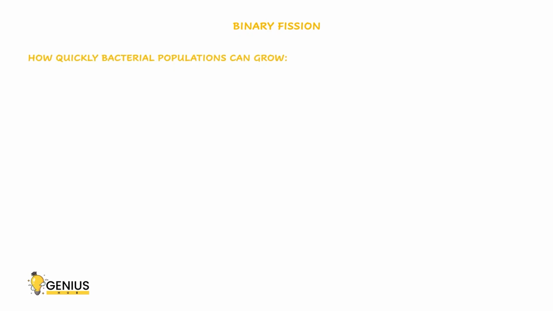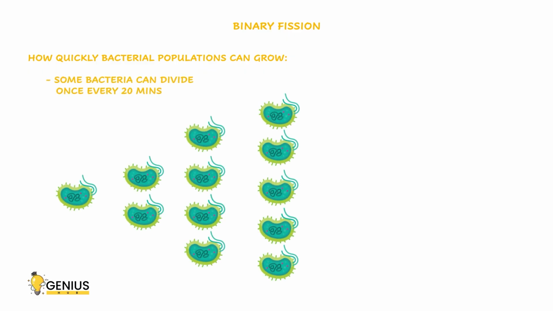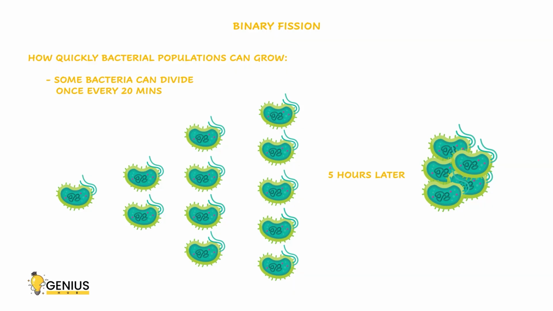Now, let's examine how rapidly bacterial populations can increase. Since binary fission is a simple process, it occurs quickly. Under ideal conditions, some bacteria can divide every 20 minutes. Because the population doubles with each division, a single bacterium becomes 2, 2 become 4, 4 become 8, and so on, leading to rapid population growth. For example, if bacteria continue doubling every 20 minutes for 5 hours, the population could exceed 250,000 cells.